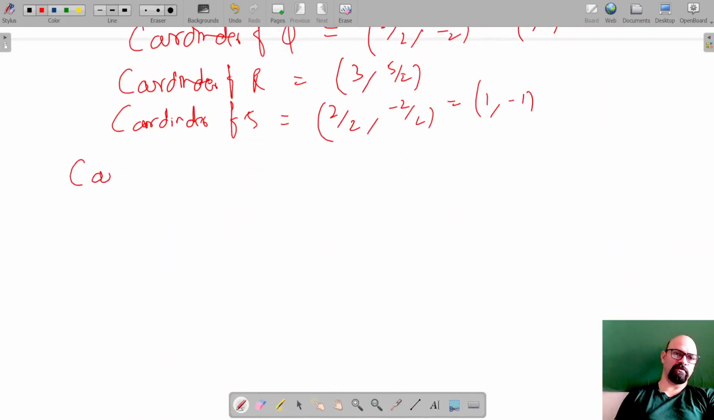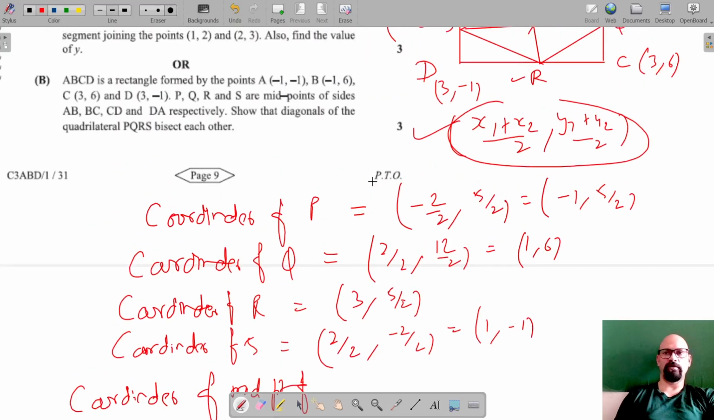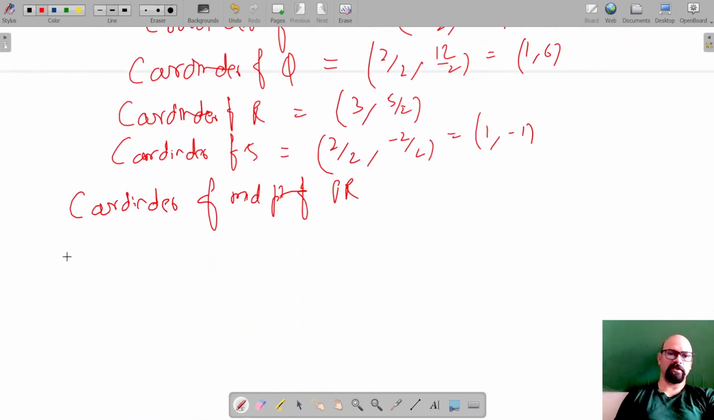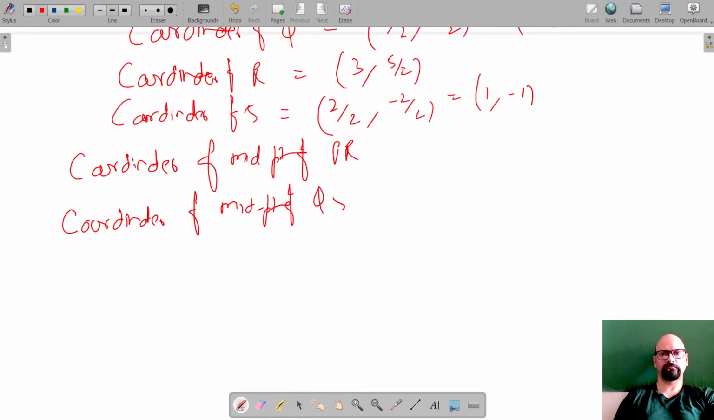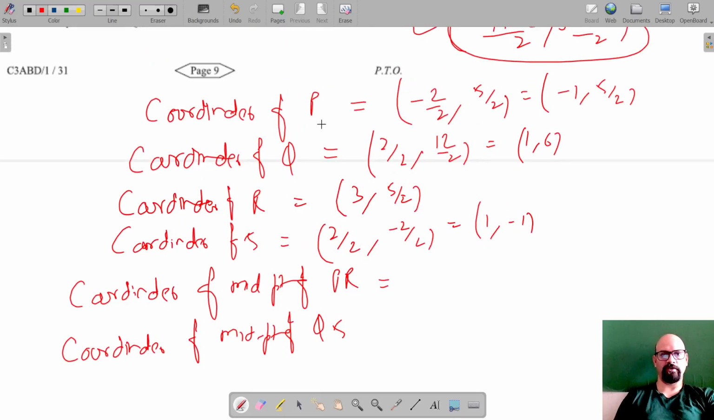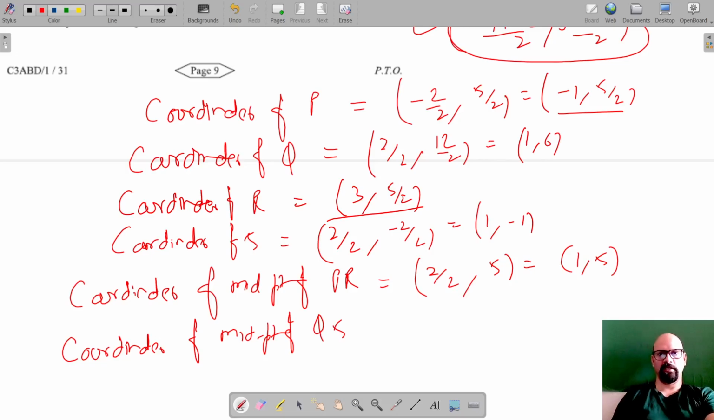So we find the coordinates of the midpoint of both diagonals. The first diagonal is PR and the second diagonal is QS. And we know how to find the coordinates of midpoints. So for PR, with P and R, minus 1 plus 3 is 2 divided by 2. Then 5 by 2 plus 5 by 2 is 10 by 2, which is 5. So the coordinates are 1, comma, sorry, 5 by 2. 5 by 2 plus 5 by 2 is 10 by 2.